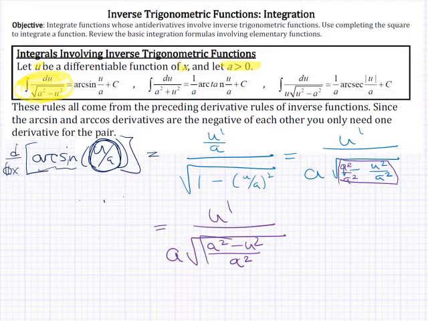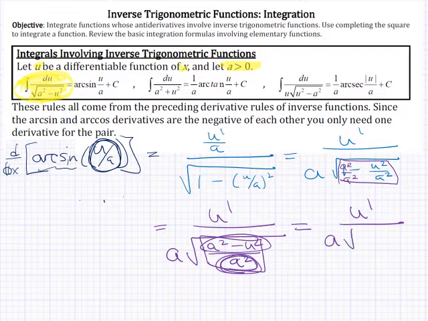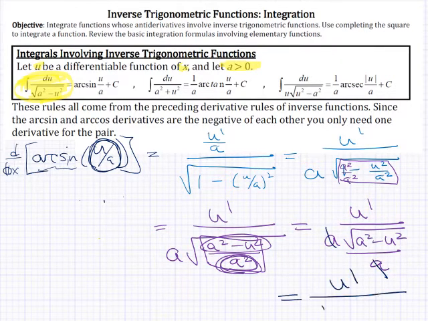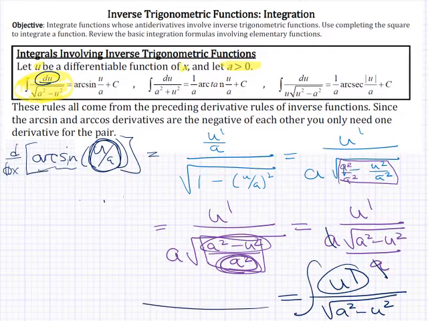Now, since this whole thing is in the square root, I'll take the square root of the numerator and the denominator, but when I do that, the square root of a squared would just give me a, therefore u prime over a square root of a squared minus u squared over a, these cancel, and you get u prime over the square root of a squared minus u squared. U prime is basically the du, and that's where you see this happening. So then if I integrated this, I get back to this.